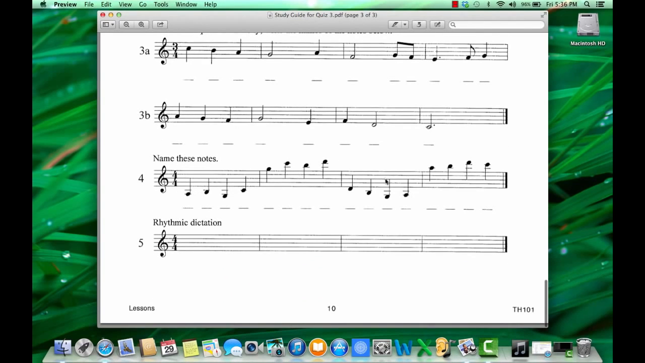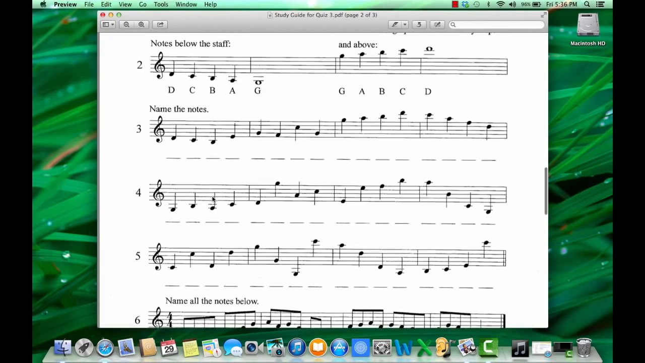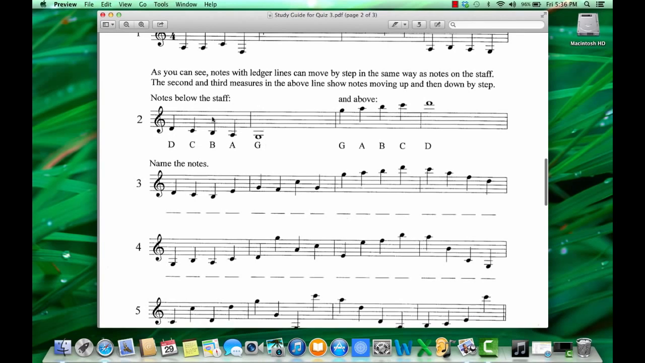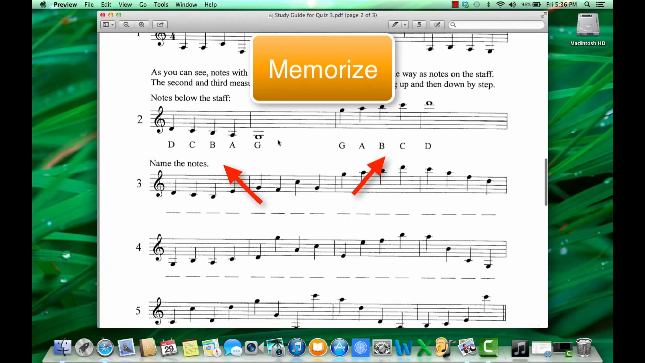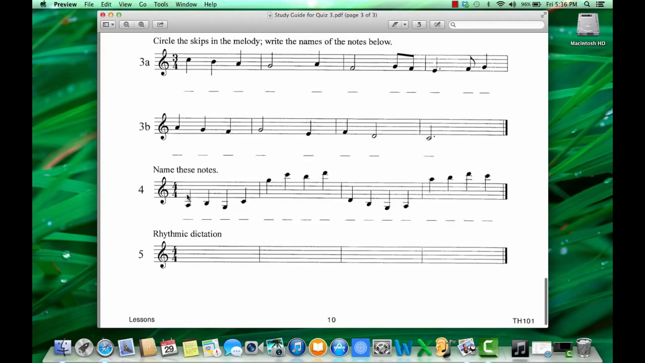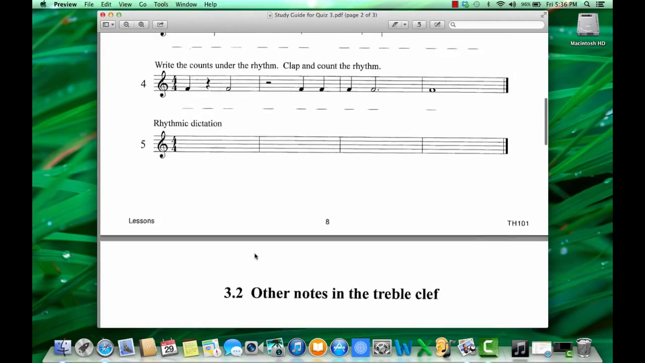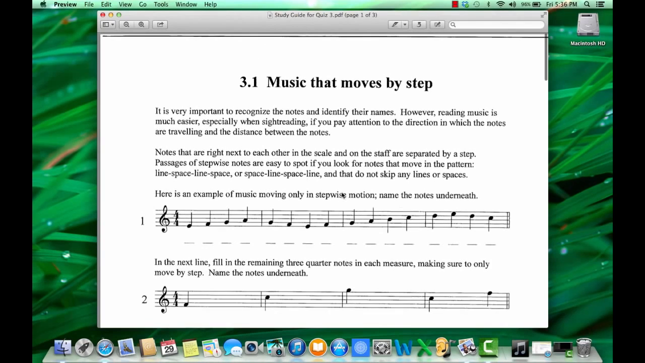Name these notes, and if you need help, remember that on 3.2, it lists all the names of the notes above and below the staff. Please memorize these. If it has 2 lines and the notes below the second line, it's G. Memorize that, etc. And we are left with rhythmic dictation. This is all you need to know for quiz 3.